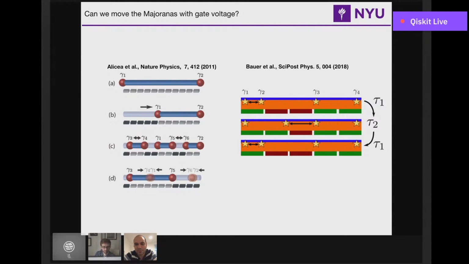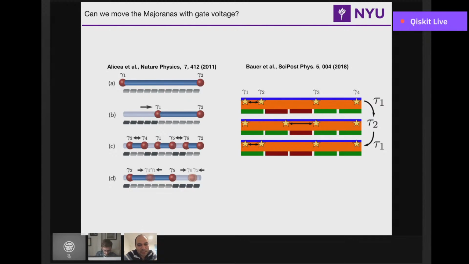So there have been proposals of how to do that. In 2011, Jason and Lucia had this keyboard idea that if you have a nanowire and somehow you can tune the chemical potential with small gates under it, maybe you can change the length of the nanowire digitally by this gate voltage.